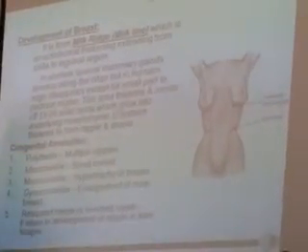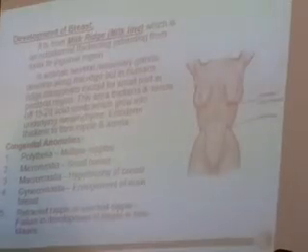So whenever you are treating, you should know this milk line. These are congenital anomalies because of the incomplete degeneration of this milk line. Okay. So this is about the mammary gland. If you have any questions, you can ask.